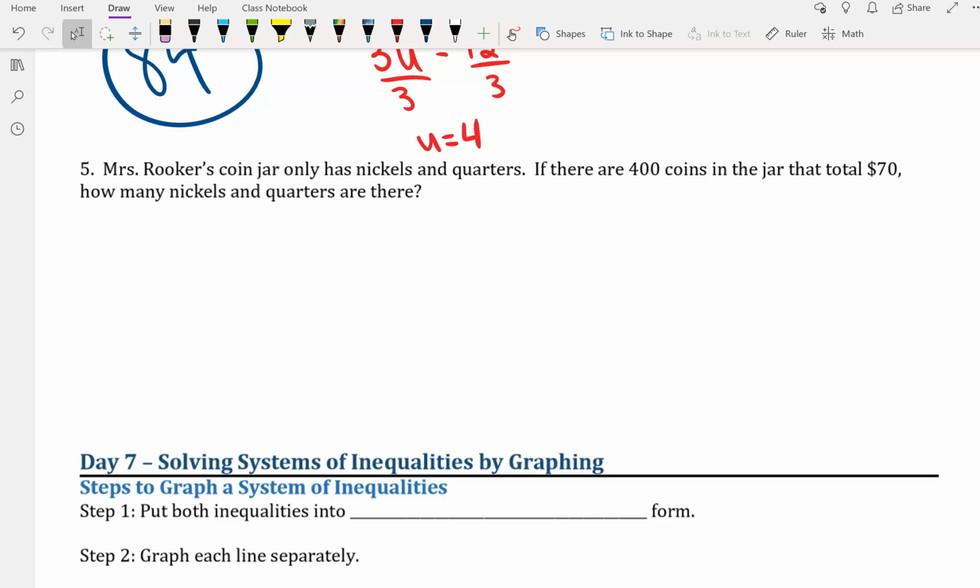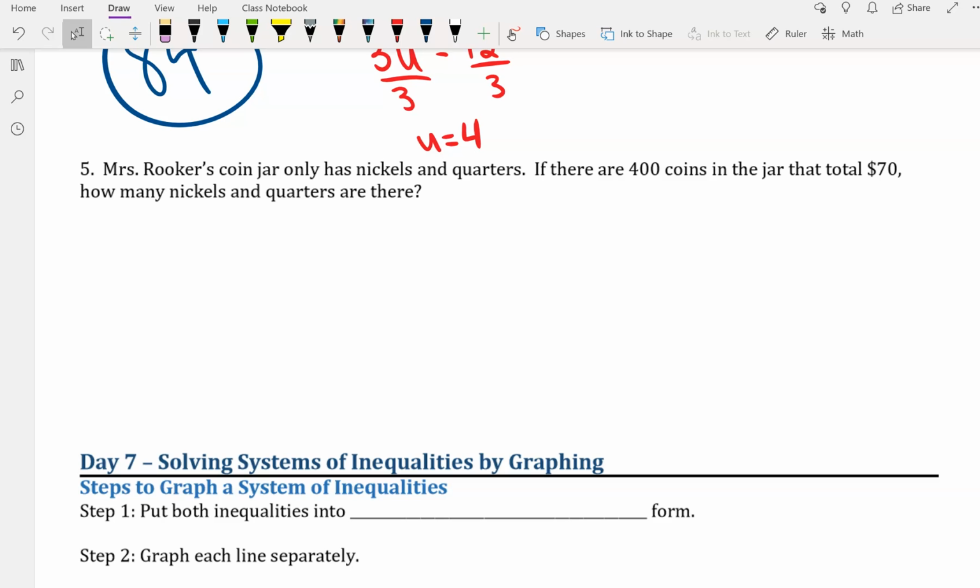Okay, so this one's a little tricky, so make sure you follow along because there will be ones like this on the test, and there will be ones like this on the homework, and you'll want to be able to refer back to your notes so that you can learn these. All right, so we have 400 total coins in the jar, and we have a total of $70. How many nickels and quarters are there?